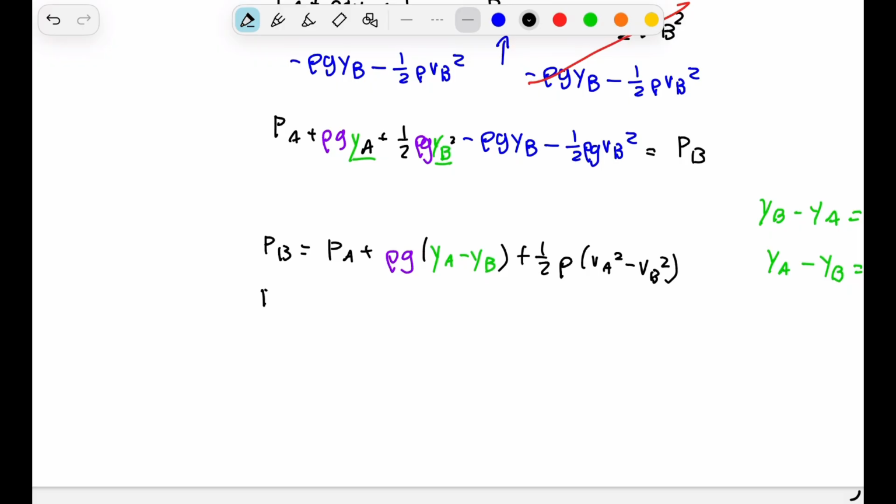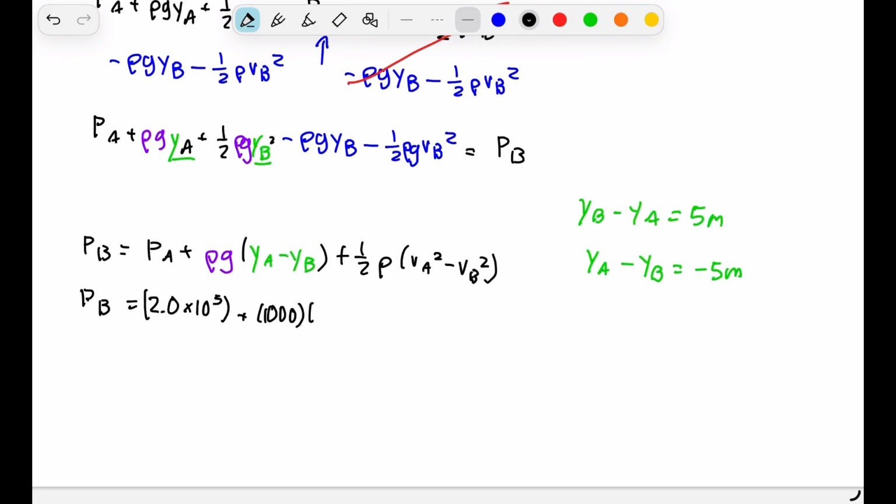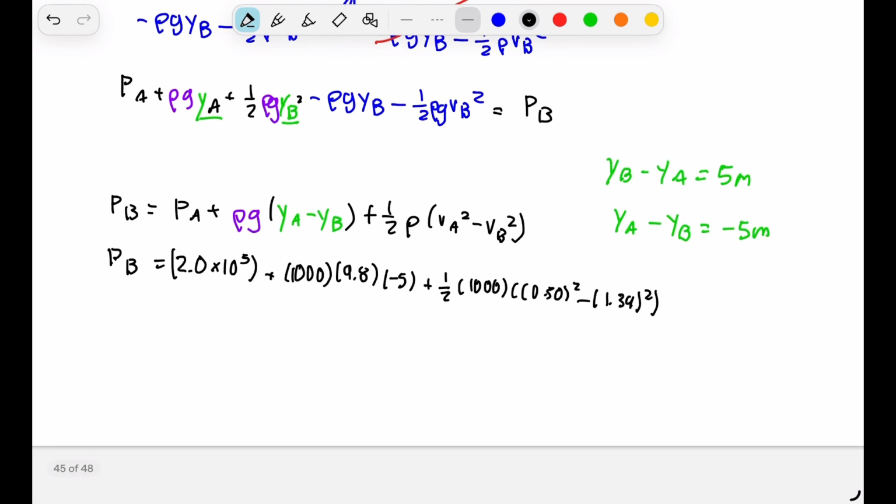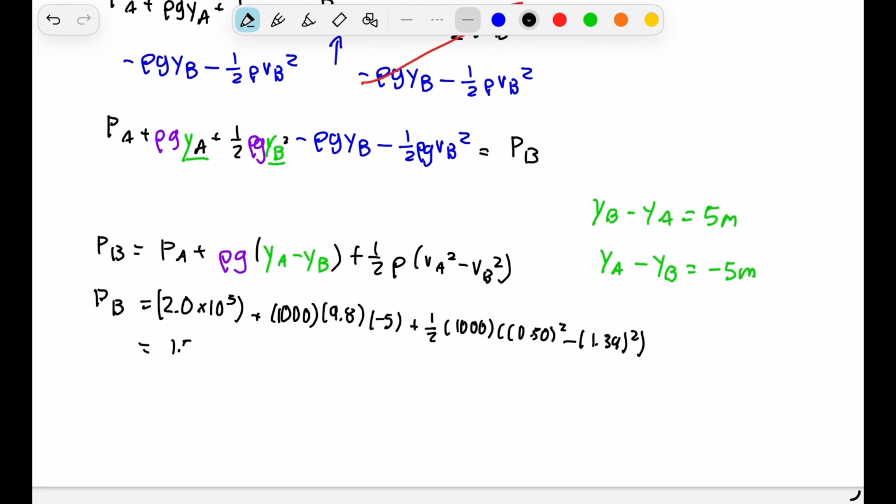Let's substitute everything in. We have 2.0 times 10 to the power 5 for pressure A, plus 1,000 as our density, times 9.8 times -5, plus 1/2 times 1,000, times 0.50 squared minus 1.39 squared. If you plug this into your calculator, you're going to get 1.5 times 10 to the power 5 pascals.